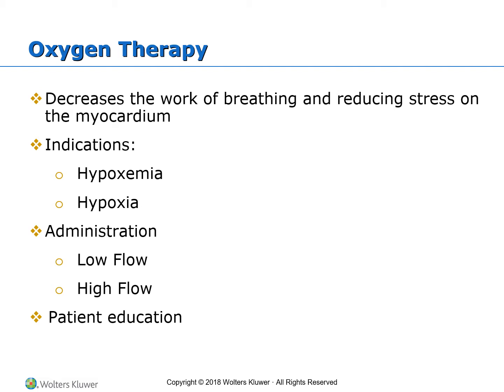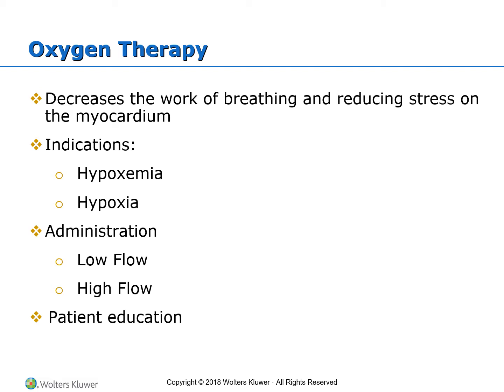Low flow includes a nasal cannula, which can deliver up to 6 liters per minute. Generally, you don't want to go over 4 though, because you can severely dry out the mucous membranes in the nasal cavity. A simple mask can be used to deliver 5 to 8 liters per minute. Partial rebreather can deliver 8 to 11 liters per minute. And then the non-rebreather, you would put at 10 to 15 liters per minute. And that would give them the most oxygen using the low flow apparatus.